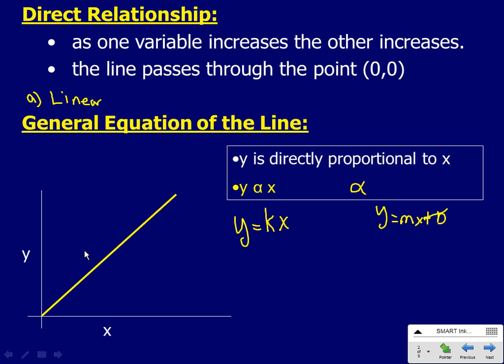So if we have a straight line, we can make the statement y is directly proportional to x. We can shorten that up with this nice little symbol, y is directly proportional to x. And we can make an equation, y is then equal to some constant times x. All right? And that constant there is still indeed the slope.